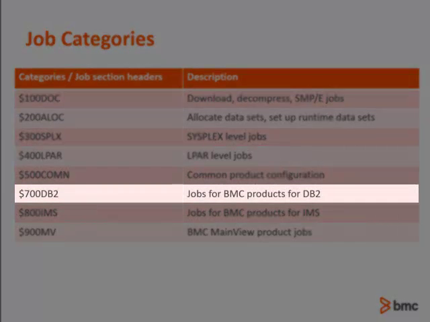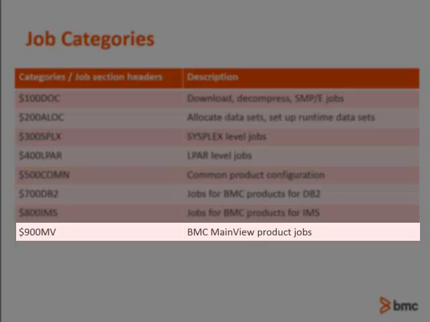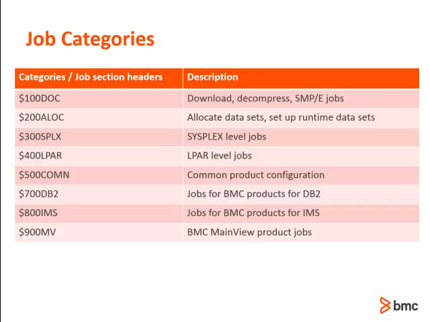$7 jobs are for configuring any DB2 product. $8 jobs are for configuring any IMS product. $9 jobs are for configuring any main view product. Depending on the products being installed, you may not have all of these job categories. The job categories will aid in deploying the product to another environment.